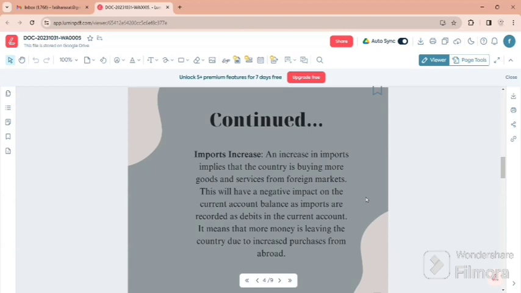This will create an outflow of money, so it will create a deficit. A deficit in the current account means more money is leaving the country due to increased purchases from abroad. Now, we have separately discussed the results of exports increase and imports increase. Let's see the net result.